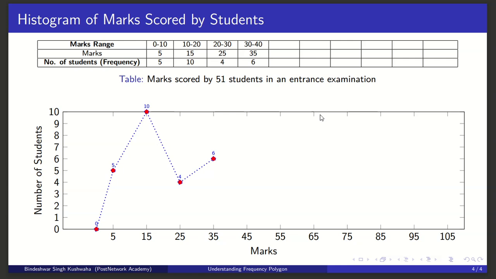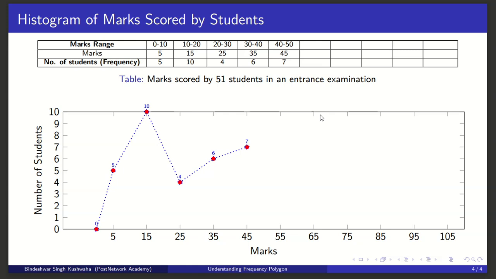Here the class interval is 30 to 40. If you take the midpoint, that is 35, and the frequency is 6. That means 6 students have got 35 marks.